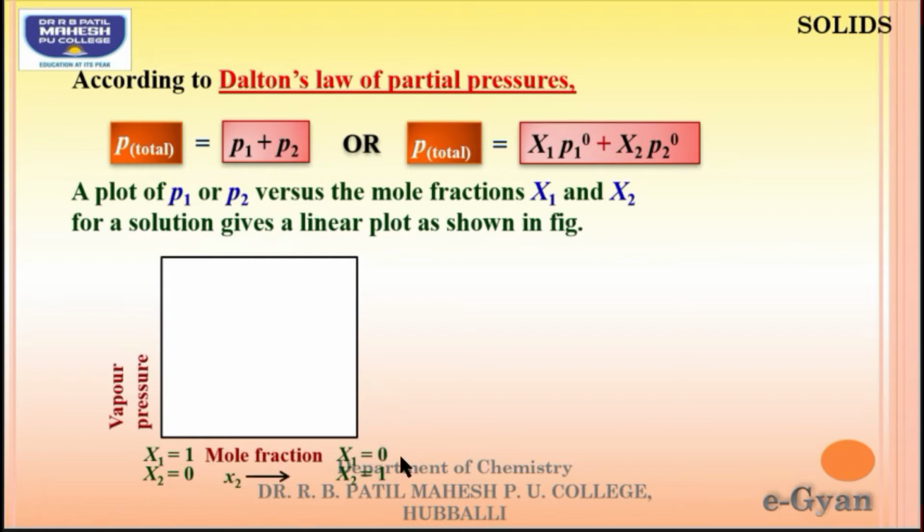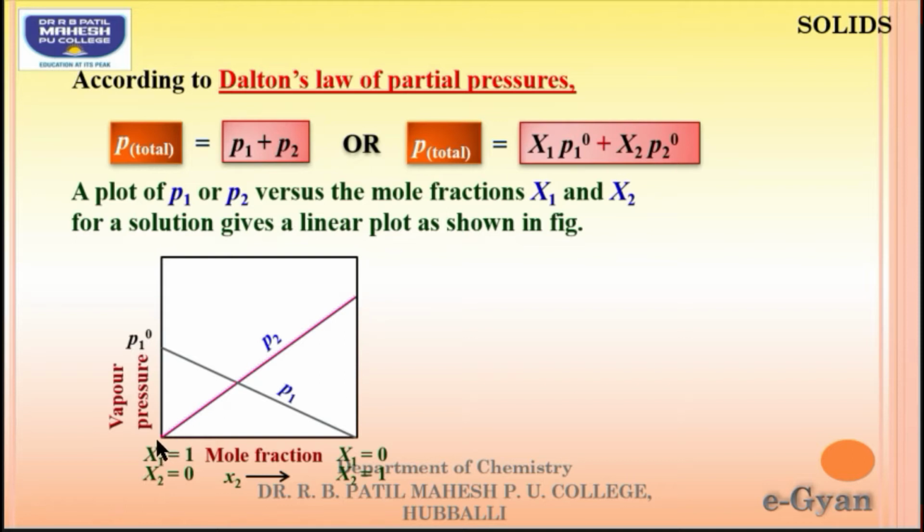So when I plot it, the P1 value, because in the beginning only one component, X1, was there, and its vapor pressure was completely with respect to X1, hence P1 was maximum. As the percentage of the second component goes on increasing, the partial pressure of the first component goes on decreasing. On the other hand, as the percentage of the first component decreases and the second component increases, the value of P2 will go to a maximum.